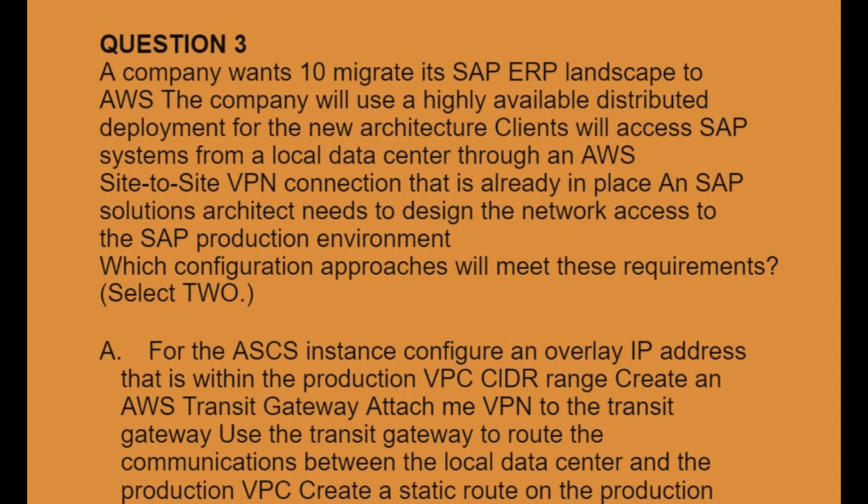Question is, a company wants to migrate its SAP ERP landscape to AWS. The company will use a highly available distributed deployment for the new architecture. Clients will access SAP systems from a local data center through an AWS site-to-site VPN connection that is already in place. An SAP solution architect needs to design the network access to the SAP production environment. Which configuration approaches will meet these requirements?